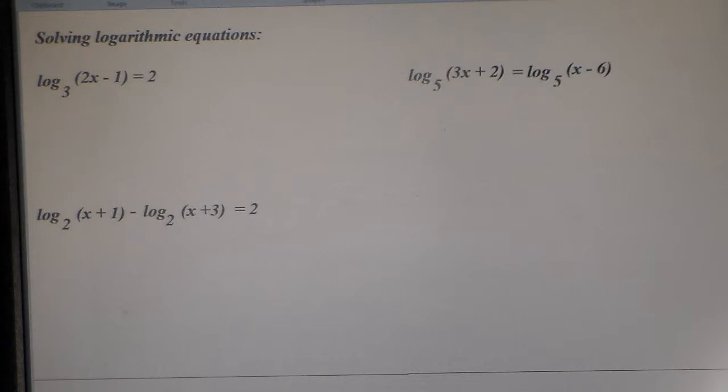Well, in this case, we are going to explain the solution of logarithmic equations. And to explain the solution of logarithmic equations, I have these three examples. In the first case, we have a logarithmic expression equal to a number.